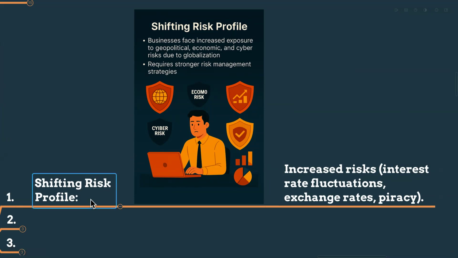Right, let's talk about shifting the risk profile. It means, my dears, increased risk now because of globalization, since there are interest rate fluctuations and exchange rate fluctuations, and there is a problem of piracy right now. Currency fluctuation will affect your cost. When the dollar price rises, the import cost is more.